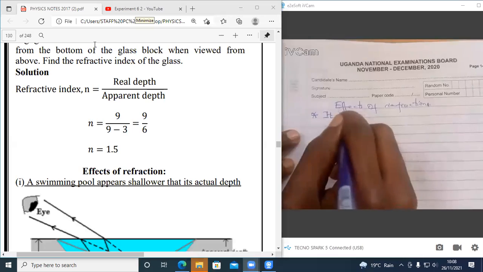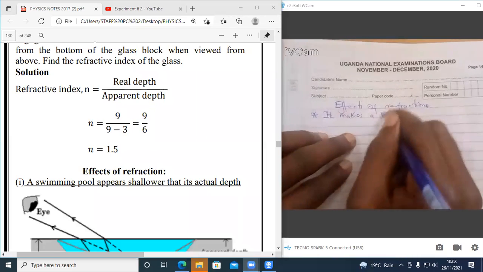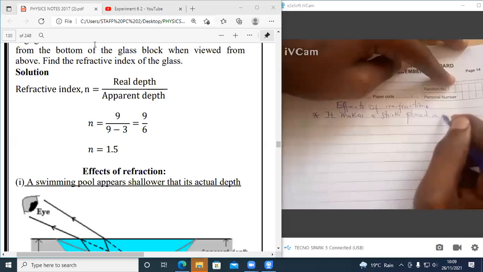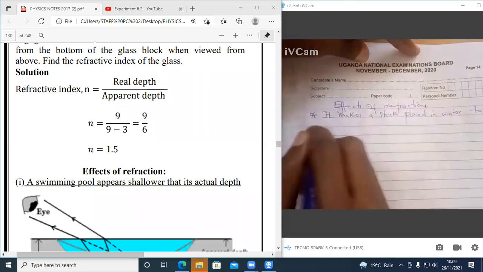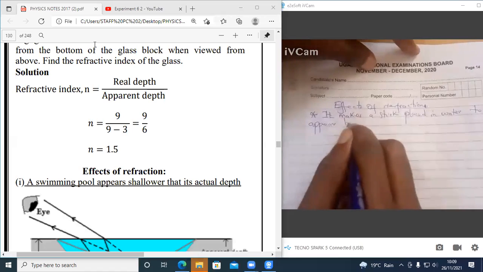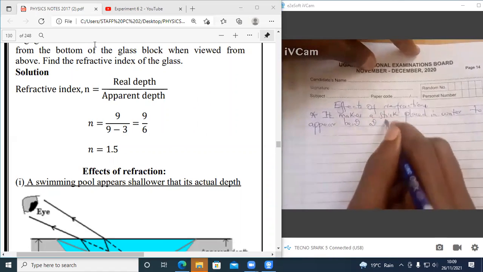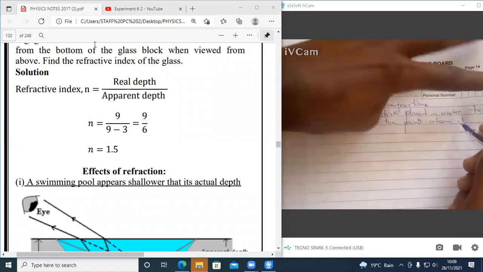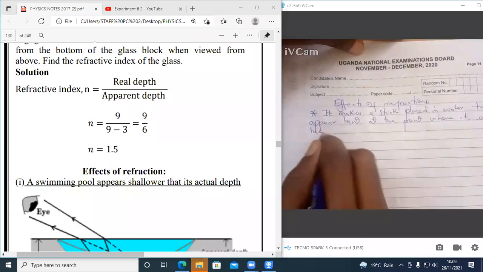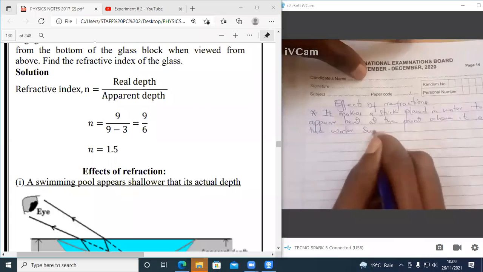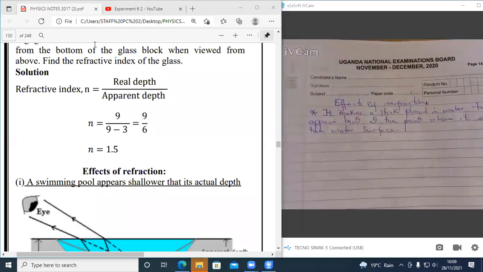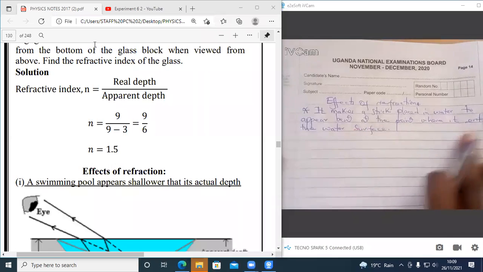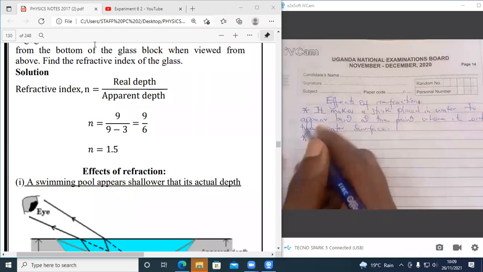One, it makes a stick placed in water appear bent at the point where it enters the water surface. That is one.